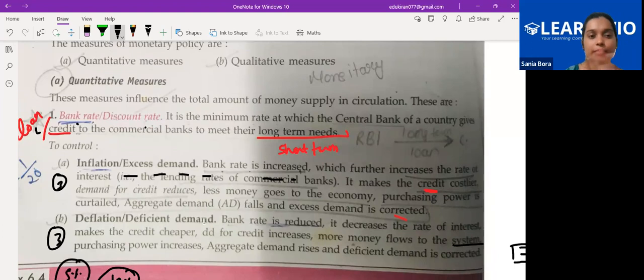So tell me the entire process. Ma'am, when inflation is there in the bank, there is more demand for loans, so I will increase the price of the loan, the interest. And when there is less demand for the loans, then I will decrease the interest. Correct.